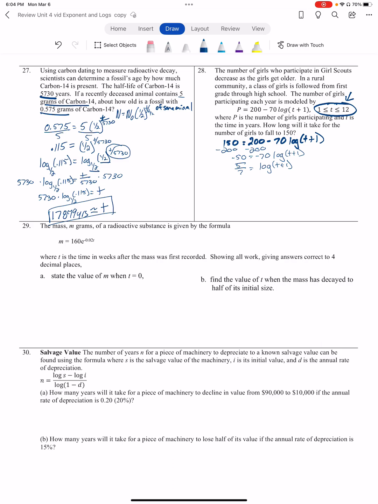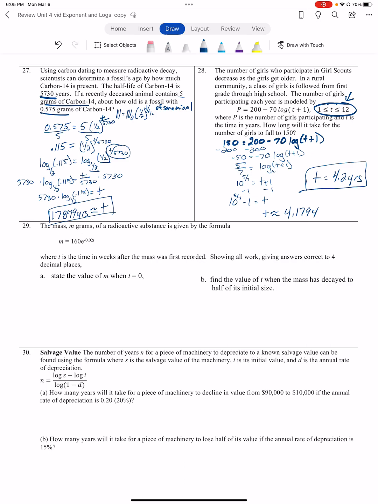This is an interesting one because remember this is log base 10. So anytime I have this, it's going to be 10 to the 5/7 power is equal to t plus 1, because we are rewriting it. I subtract 1. And this is what you're going to put in the calculator: 10 to the 5/7 minus 1 is equal to t. So t is approximately 4.1794 years. I'm going to say that t is just about 4.2 years. And that's my answer there.